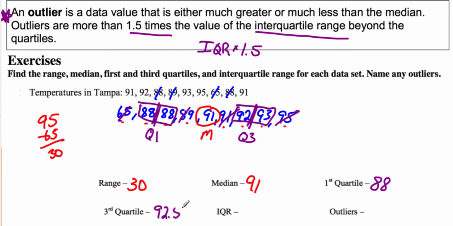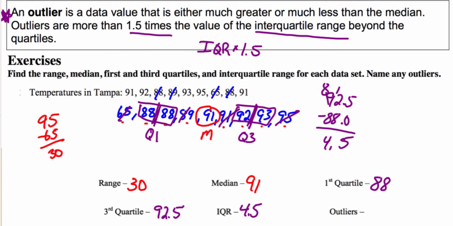So he's going to subtract 92.5 minus 88. He's going to line up his decimals, or use a calculator, whichever one, and get 4.5, right? 4.5 is my interquartile range.